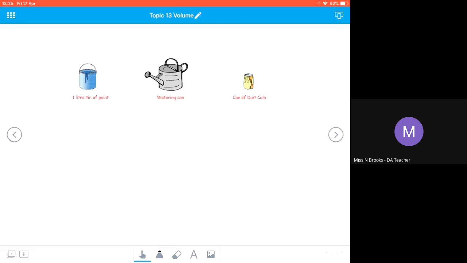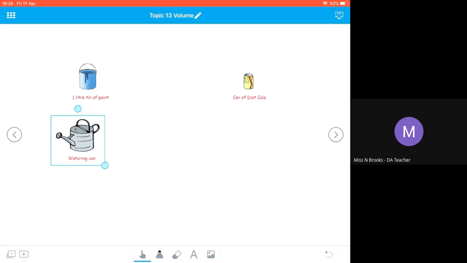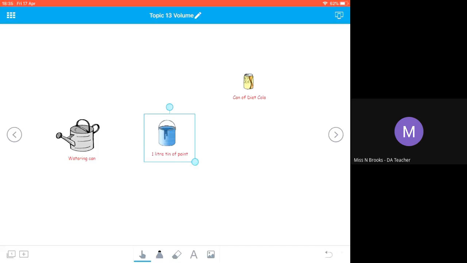So if I asked you to put these shapes in order, starting with the one that holds the most, what do you think? And we've got a litre tin of paint, a watering can, and a can of Diet Cola. So the one that holds the most is the one that has the biggest volume. And so we're going to move that watering can because it has the biggest volume. Then the one that's got the next largest volume would be your tin of paint. And obviously our can of Diet Cola is going to have the smallest volume. And most typical cans have a volume of about 330 millilitres.